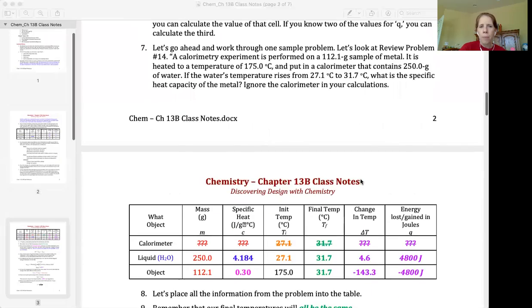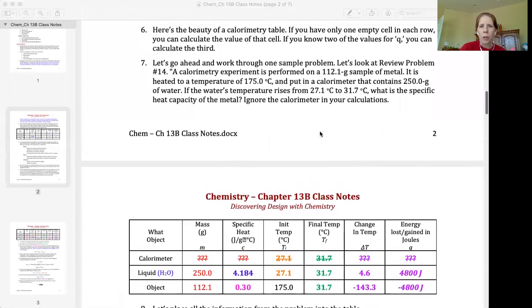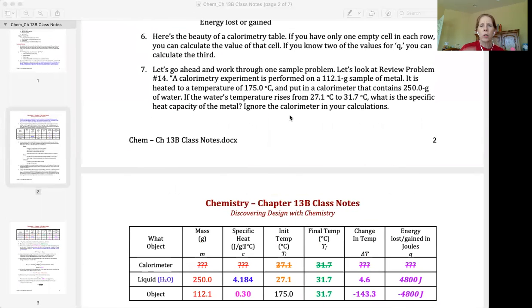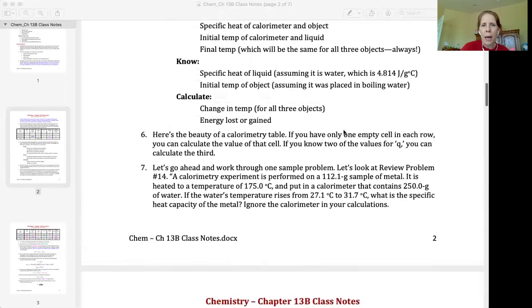Okay, let's go ahead and walk through a problem, okay? I'm looking at problem number 14 from the review questions. Okay, and it says a calorimetry experiment is performed on a 112.1 gram sample of metal. It's heated to a temperature of 175 degrees Celsius and put in a calorimeter that contains 250 grams of water. If the water's temperature rises from 27.1 degrees Celsius to 31.7 degrees Celsius, what is the specific heat of the metal? Ignore the calorimeter. Okay, so one thing I meant to say earlier too is that, where is it?